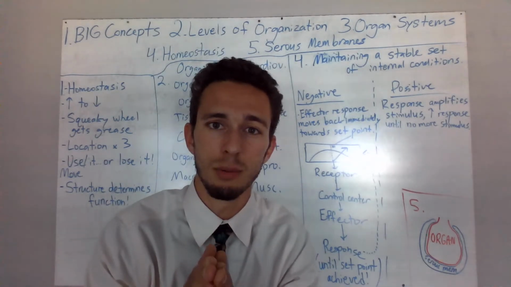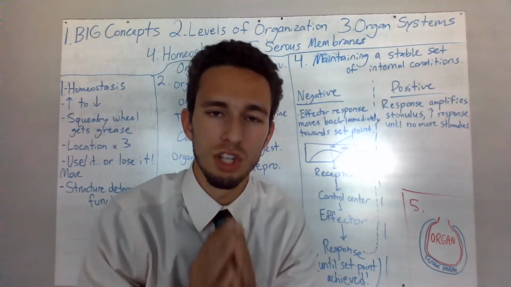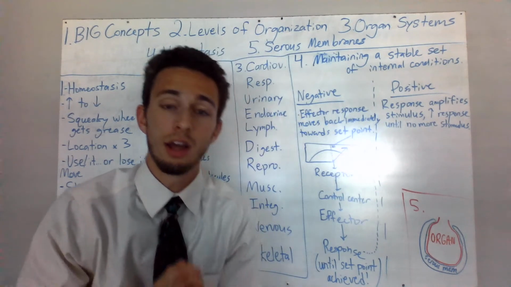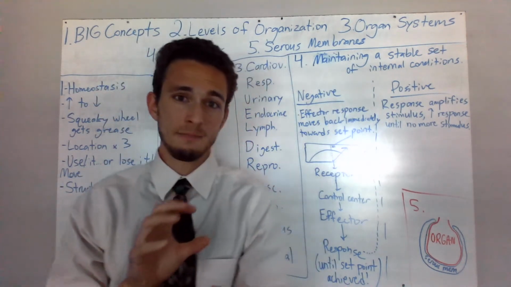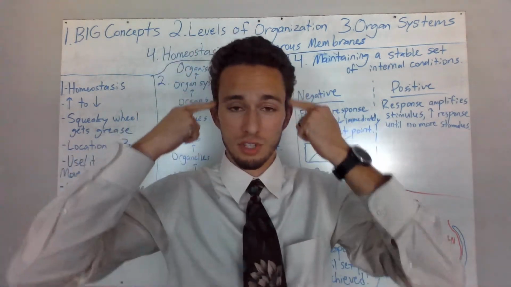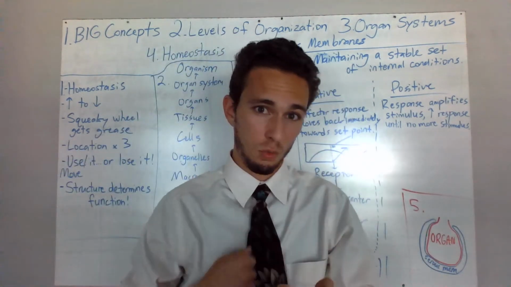Same thing happens for your human body, for your temperature. When you get too warm, okay, receptors in your body will detect this change, okay, and it will tell the control center, mostly your brain and spinal cord, that you're too warm.